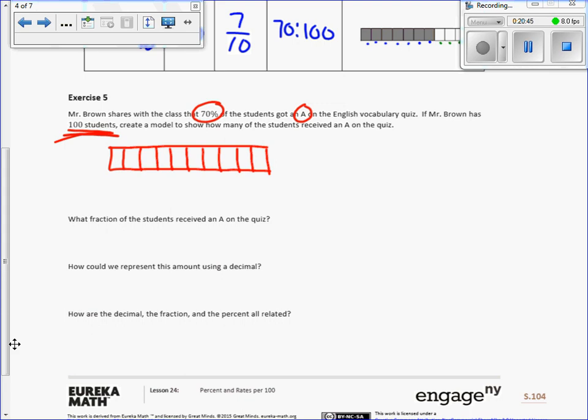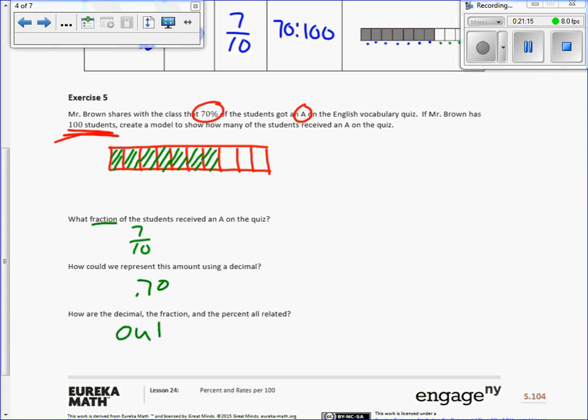70% is 70 out of 100, which reduces to 7 out of 10. So I'm going to shade 7 of these. And there's my model. 7 out of 10 students got an A. What fraction of the students received an A on the quiz? What fraction? 7 out of 10. How could we represent this amount using a decimal? 0.70. How are the decimal, the fraction, and the percent all related?